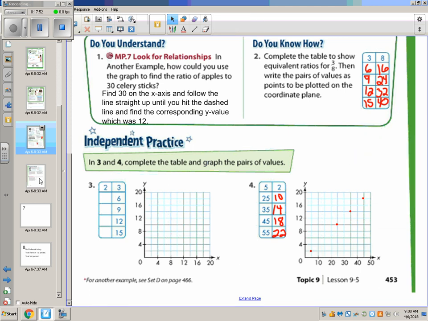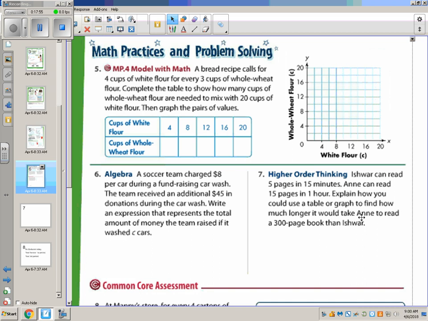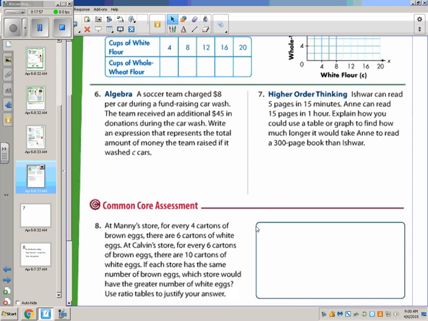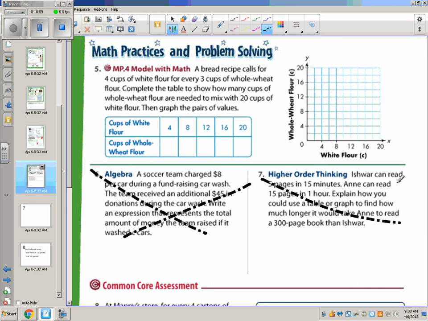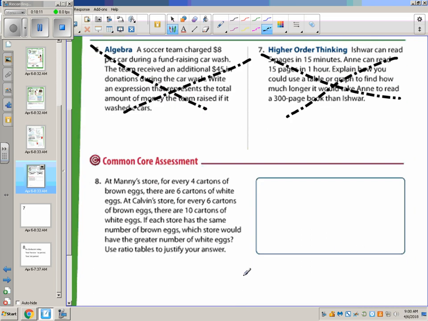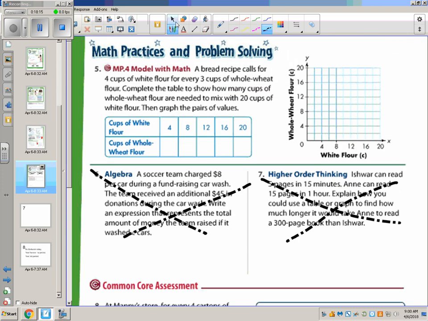I'm going to take a look at the next page. So on this page, I think you guys can figure out this one. I'm going to say you can skip 6 and 7 and try to see if you can figure out number 8. So that's a few problems for you guys to do.